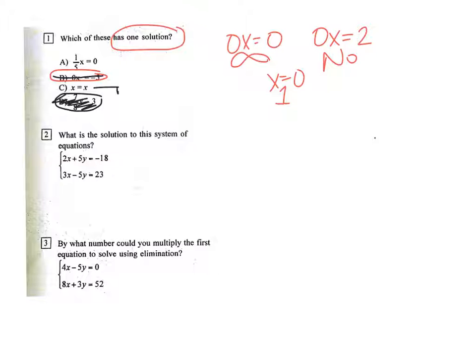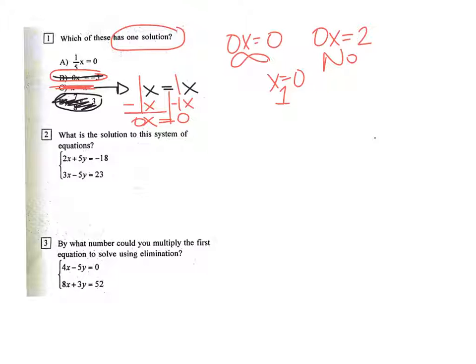When you look at C, x equals x, and this is an interesting problem. Basically, it means 1x equals 1x. Well, didn't I teach you to move your letters to the left? When you do that, you get 0x equals nothing, or 0. 0x equals 0, that's infinite.